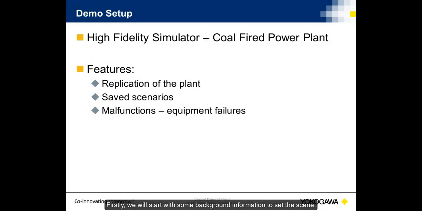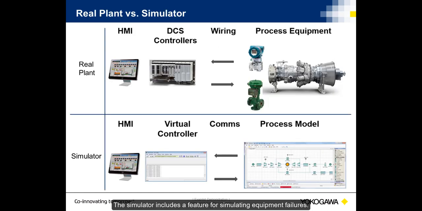Firstly, we'll start with some background information to set the scene. This demo has been prepared using a high-fidelity replica simulator of a coal-fired power plant. The simulator faithfully replicates the HMI and dynamic responses of the plant. The simulator includes a feature for simulating equipment failures. I'll use this feature to trigger a fault and show how Exapilot can be used to implement a best practice approach to operating, especially in abnormal situations.